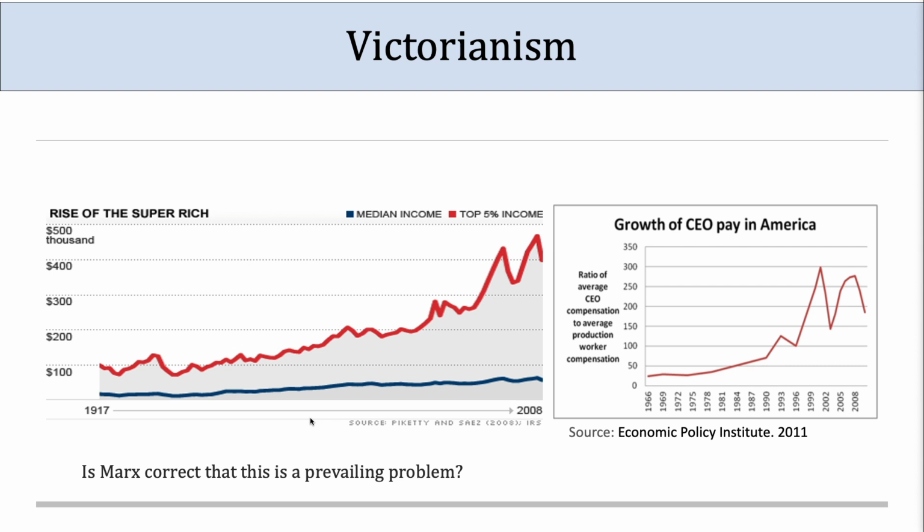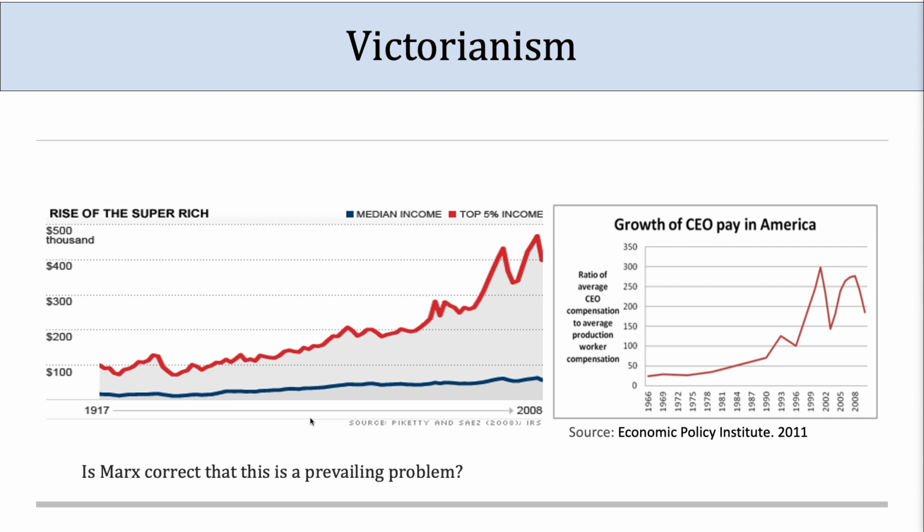And this just shows you some of the market trends since the early 20th century and into the 21st century. The red line represents the top 5%, the bourgeoisie, and the blue line represents the average income. So the average income has not really increased over the last 100 years. But if you take a look at the super rich, right, they have benefited.